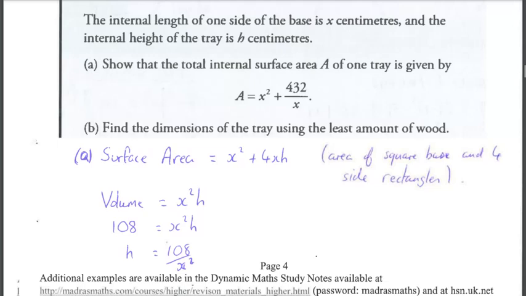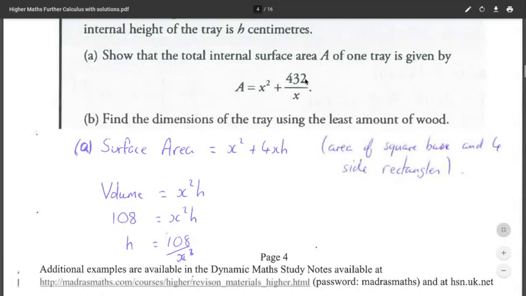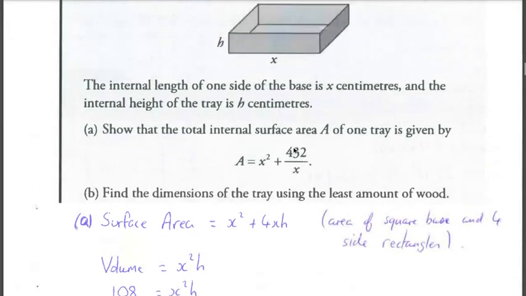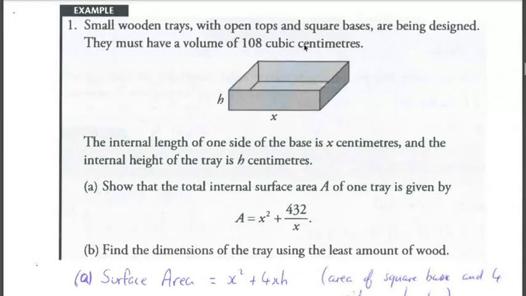What else are we also told? Now, hang on just a second. So the surface area looks like this, but we don't have an h. We have 432 over x. We might be looking at that thinking, how on earth are we going to change that to 432 over x? So the fact we've got an x squared is encouraging. What else are we told? We're told the volume must be 108 cubic centimeters.